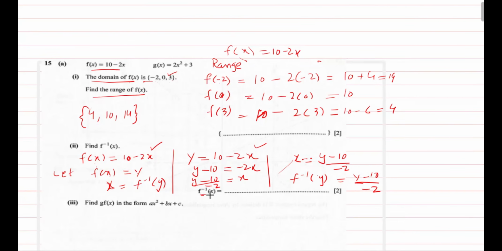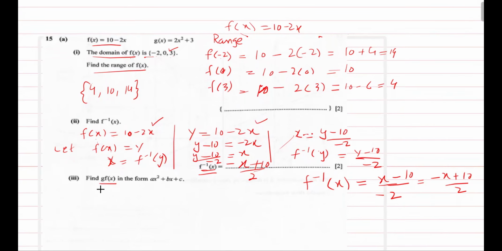We have to calculate f inverse of x. Therefore, we will replace this y by x. We can write f inverse of x will be equal to x minus 10 over -2. And this will be equal to minus x plus 10 over 2. We divide the numerator by the negative value. We get minus x plus 10. And this is over 2. Therefore, minus x plus 10 over 2 is the answer.